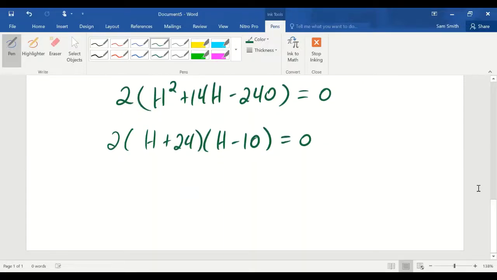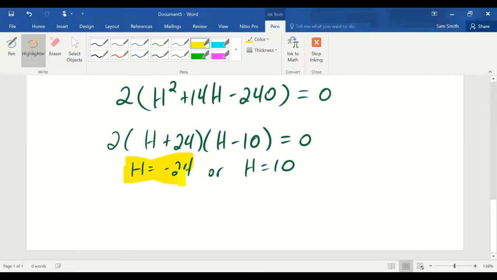This equation could be factored, and I can use zero product property to say that the h could be negative 24, or it could be 10. But just as before, you can't have a negative height. And so my final answer would be the height is 10.